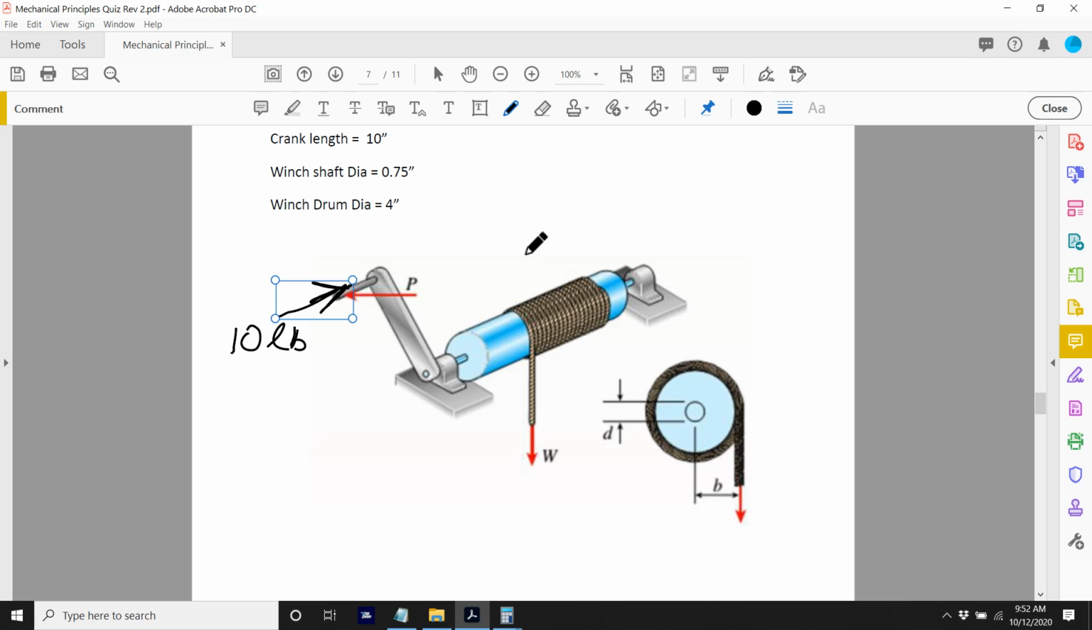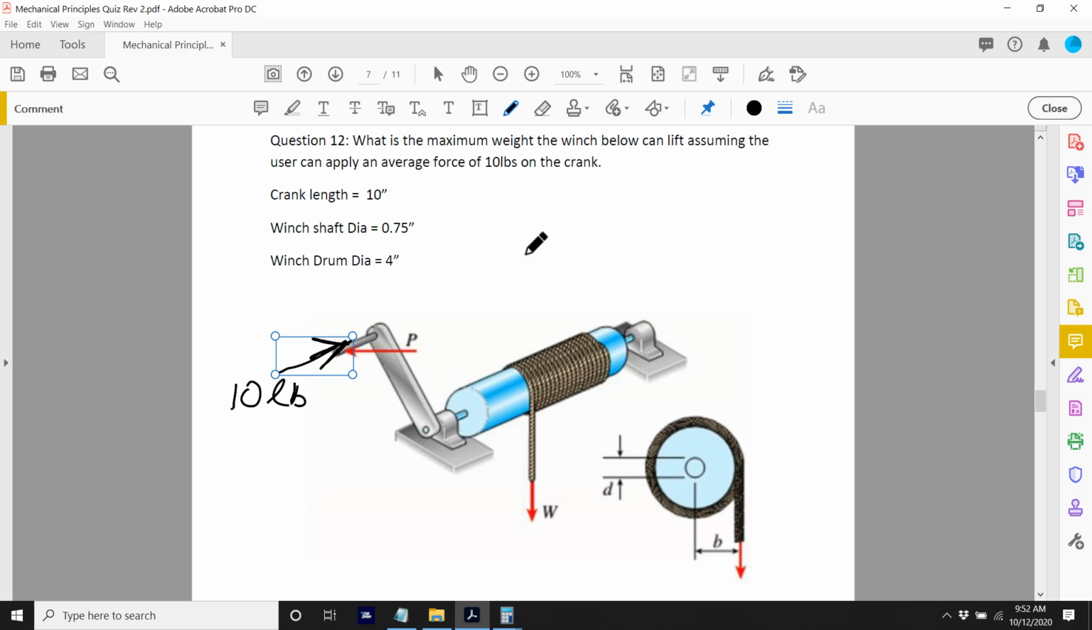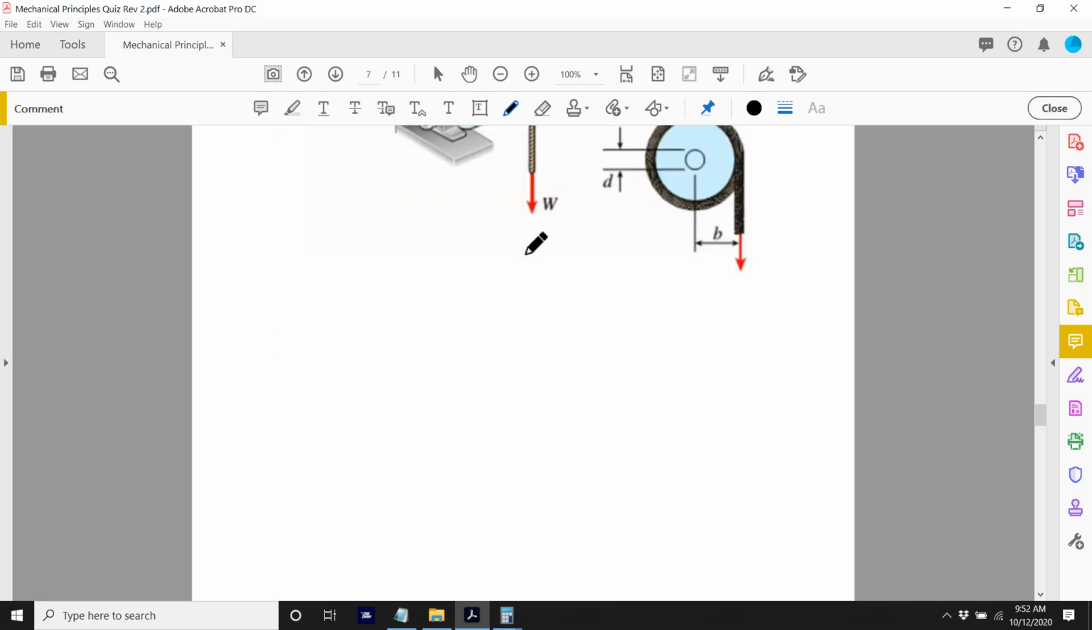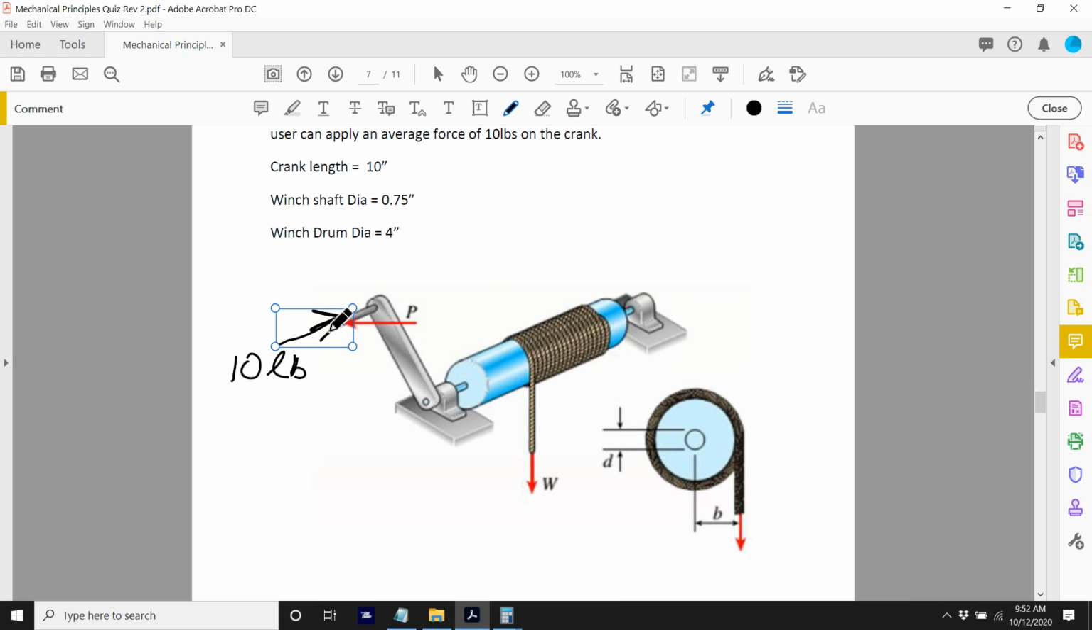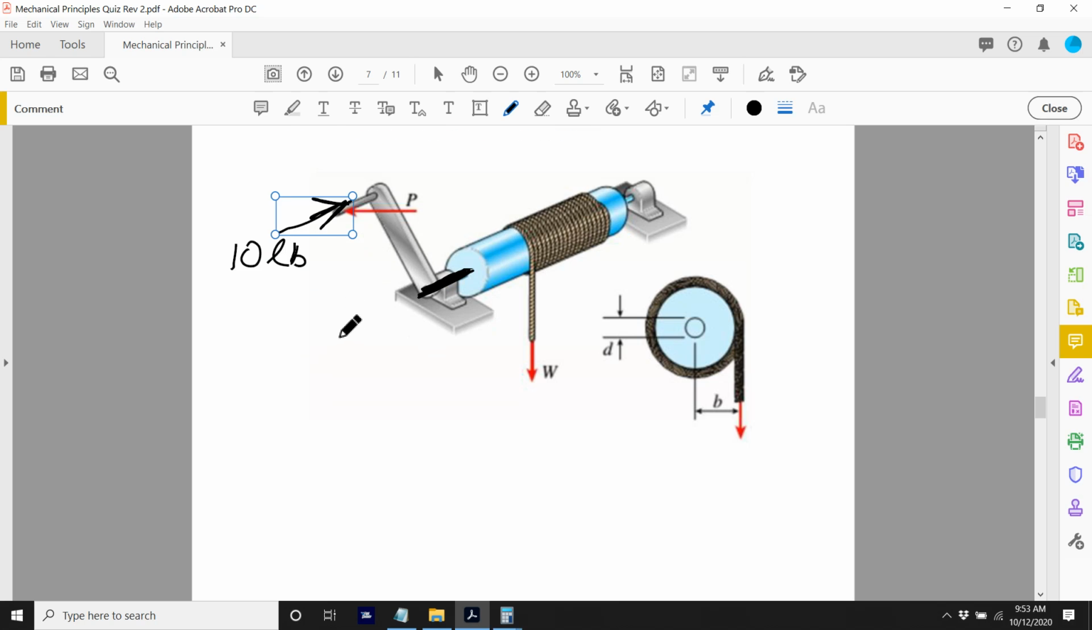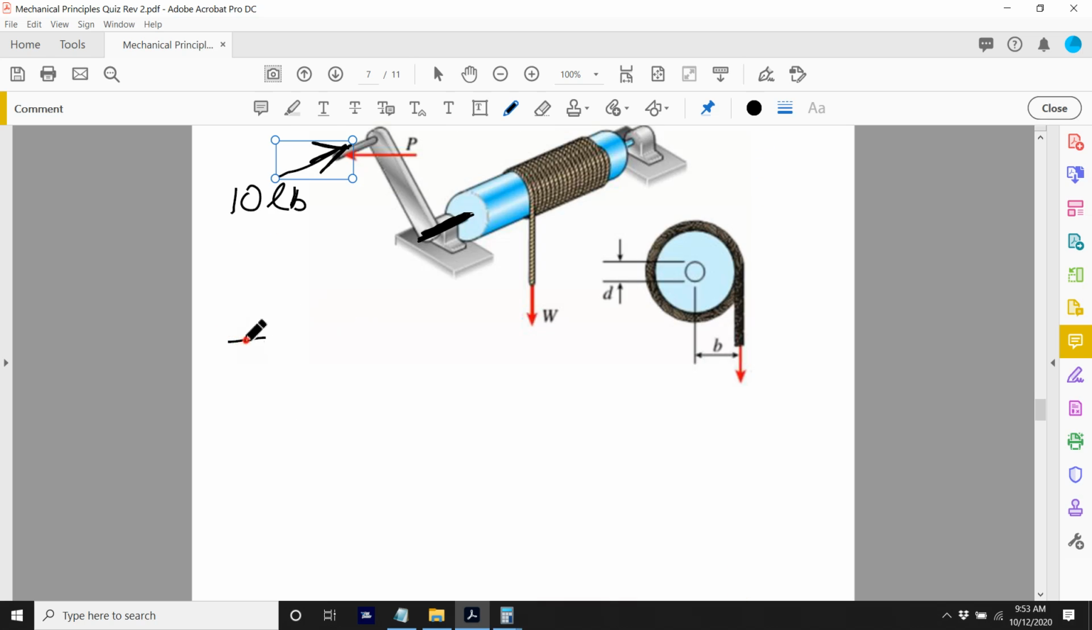Oh, that's a nice little question. This is actually tricky, a little bit tricky. So we have a crank, and if we apply a force here, that's going to cause a torque inside of that shaft. So let's find out how much torque this 10 pounds is applying. So we'll go torque is equal to force times distance.